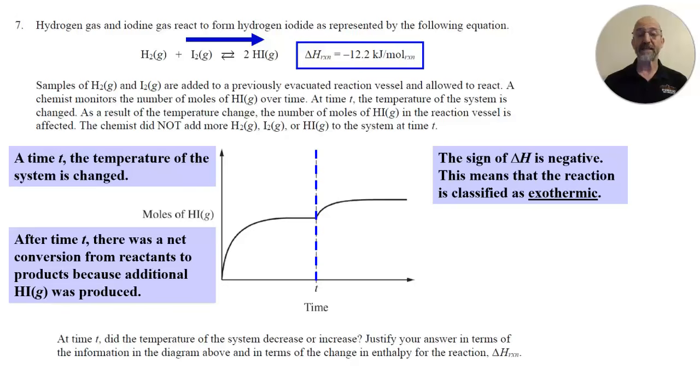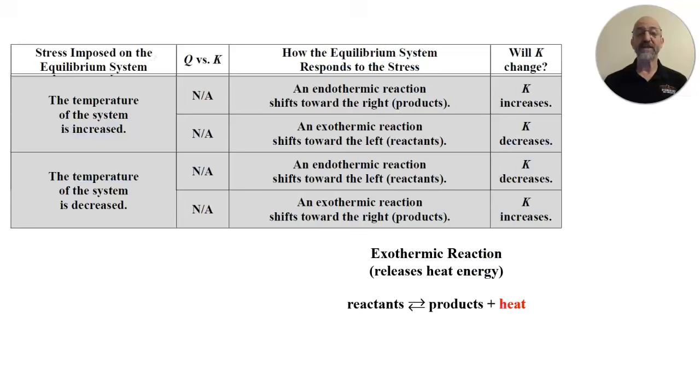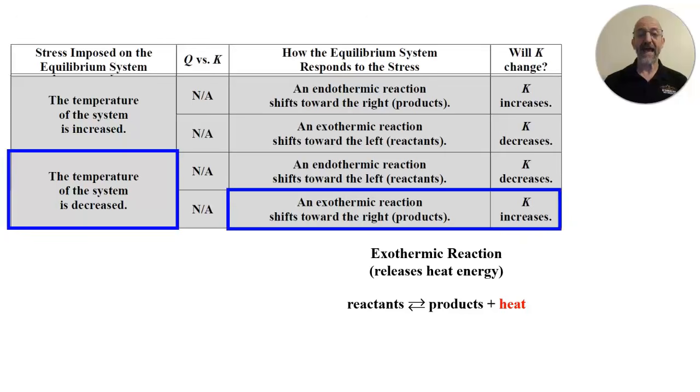Remember those 4 scenarios or situations that I had presented earlier in this lesson? That is our job right now. We have to consider what sort of temperature change would cause this exothermic reaction to experience a net conversion from left to right. So this is the scenario. Was the temperature increased or decreased? Well, to get an exothermic reaction to experience a net conversion from left to right, this is what has to occur. The temperature of the system is decreased. An exothermic reaction would result in a shift in the exothermic direction, so from left to right.